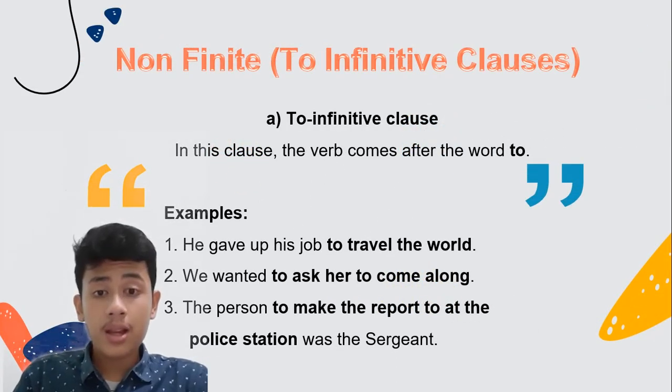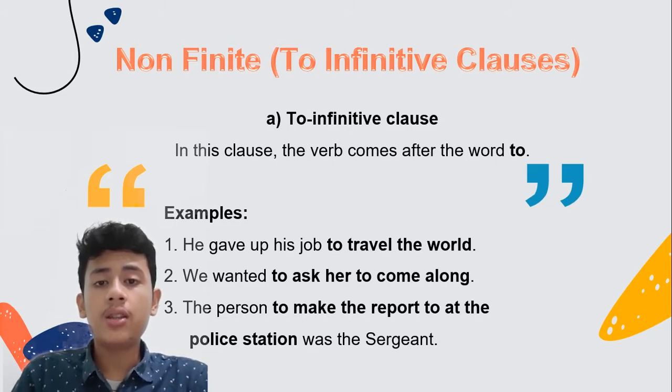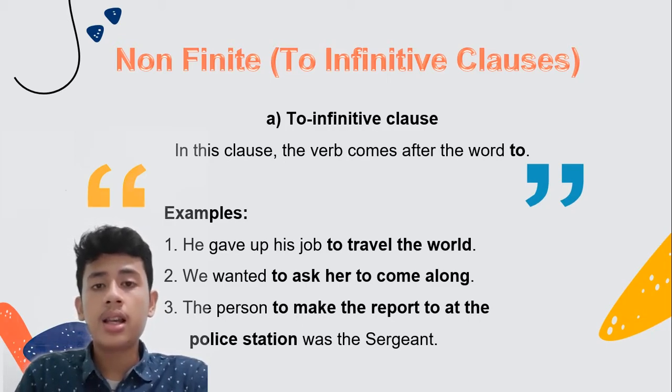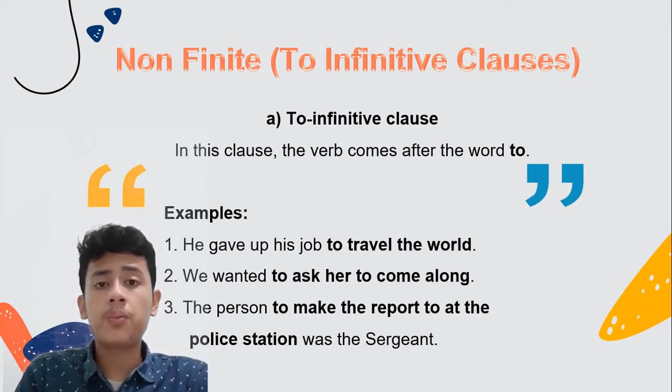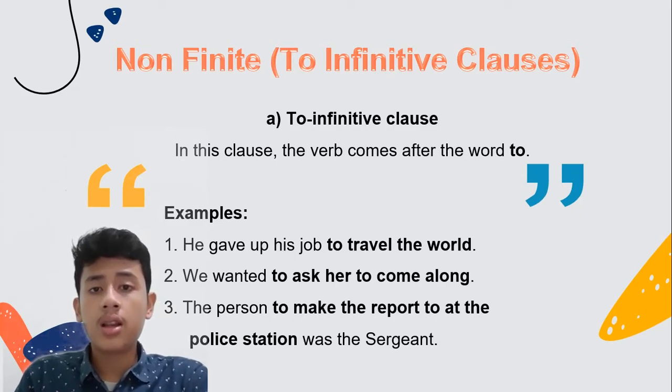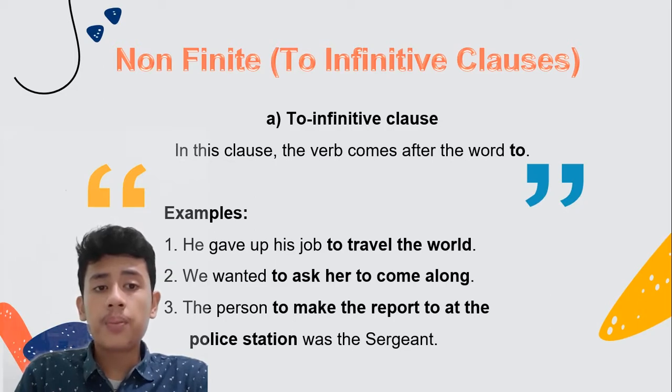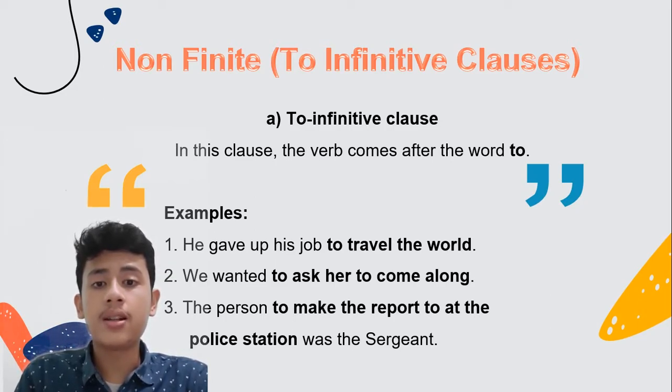Now, I want to explain about to infinitive clause. In this clause, the verb comes after the word to. Example, he gave up his job to travel the world. We wanted to ask her to come along. The person to make the report to at the police station was the sergeant.